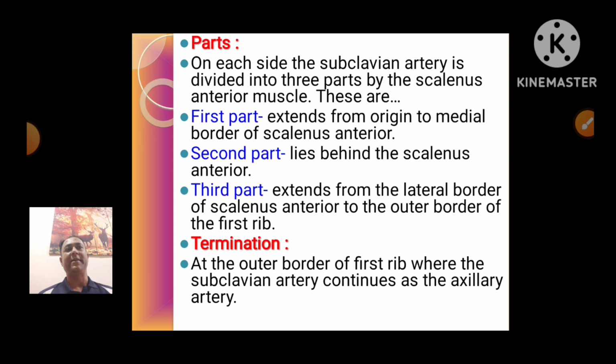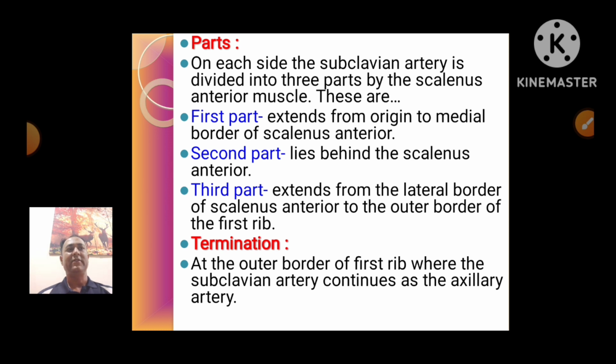Now the parts of the subclavian artery, on each side it is divided into three parts by the scalenus anterior muscle. If you remember, the maxillary artery also divided into three parts by one muscle, that was lateral pterygoid muscle. Same way here, the scalenus anterior divides the subclavian artery into three parts, first, second and third part. The first part extends from its origin up to the medial border of the scalenus anterior muscle. Second part lies behind the muscle, and third part from its lateral border to the outer border of the first rib.